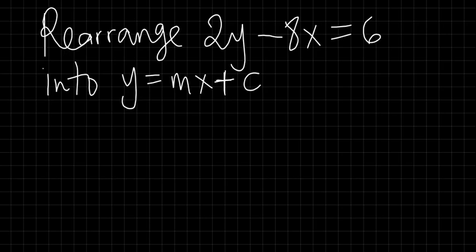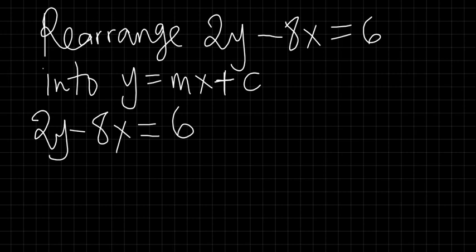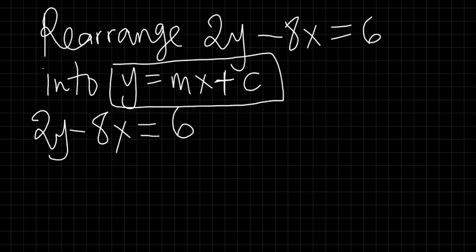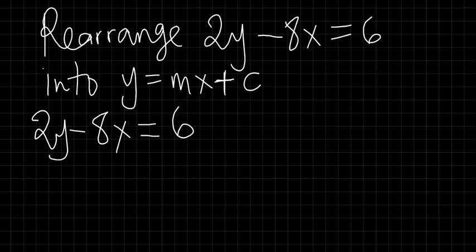So what we need to do is solve 2y minus 8x is equal to 6 in the form of y is equal to mx plus c. So what are we going to do? We are going to make y the subject of the formula.